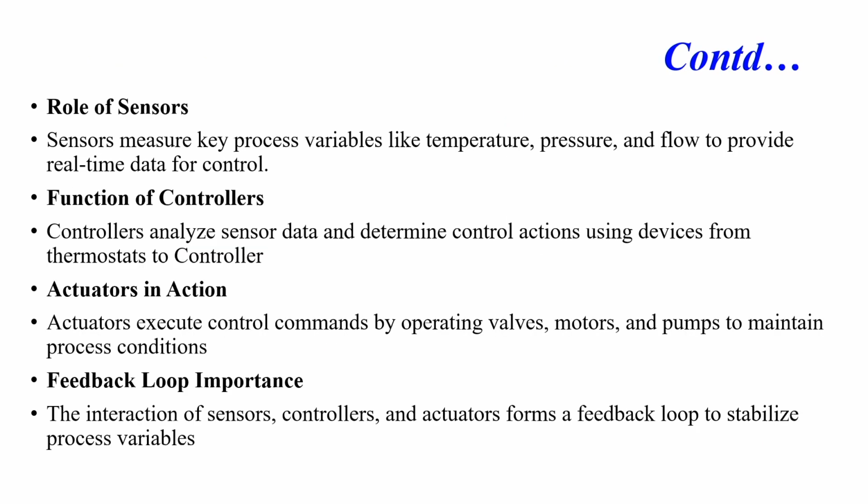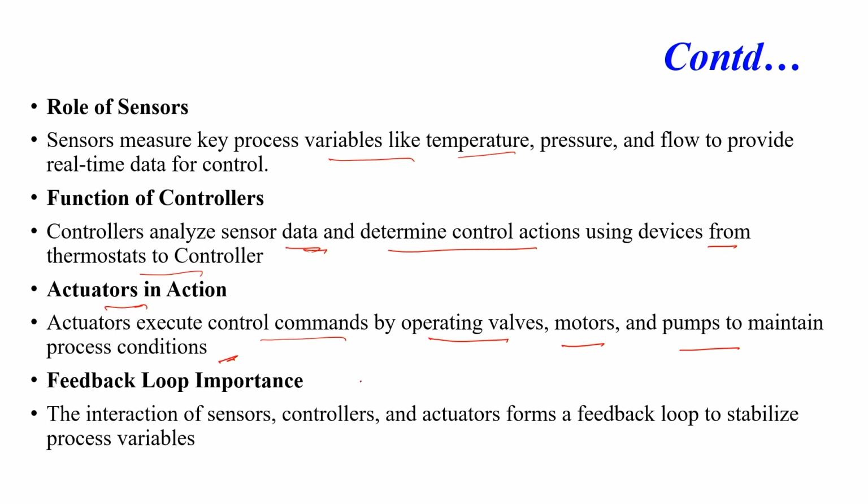So, what is the role of the sensor? The sensor measures the key process variables, for example, temperature, pressure and flow rate. What is the function of the controller? The controller analyzes the sensor data and determines the control action by comparing with the set point, using devices from thermostats to controllers. Then final control elements, let us say actuators. The actuators execute the control command by operating the valve, motor or pump to maintain the process conditions.